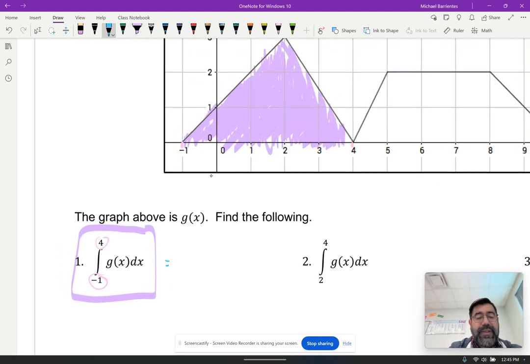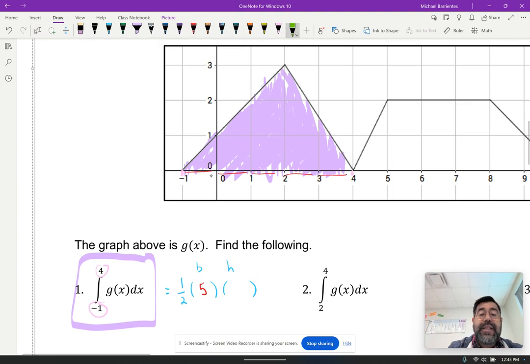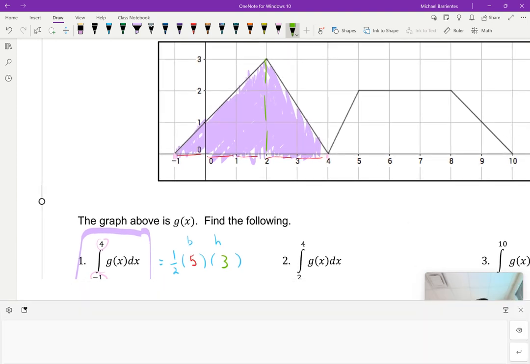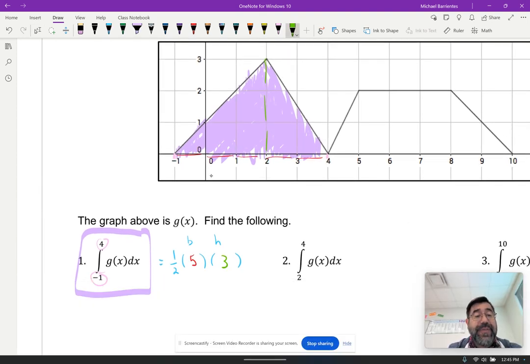There's different ways to do it. Here's one way to do it. 1/2 base times height. Do I know the base? Sure. The base is 1, 2, 3, 4, 5 units. Do I know the height? I think I can measure that. The height is 1, 2, 3 units. And so my answer would be whatever 1/2 times 5 times 3 is, and I believe that that is 7.5.